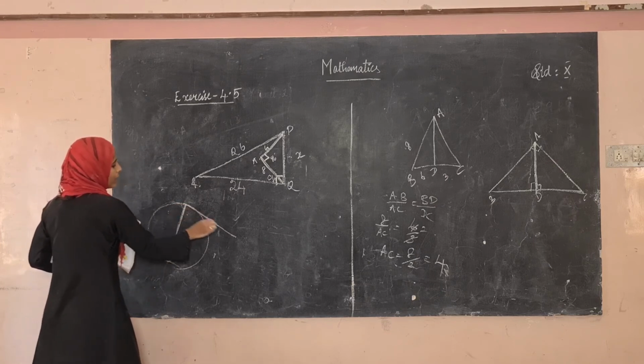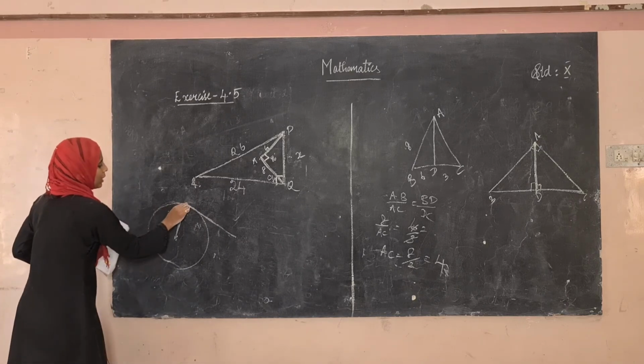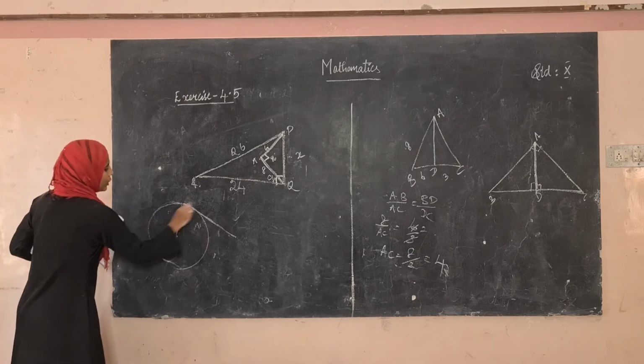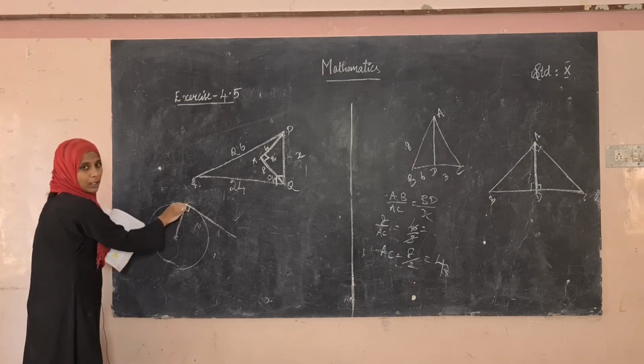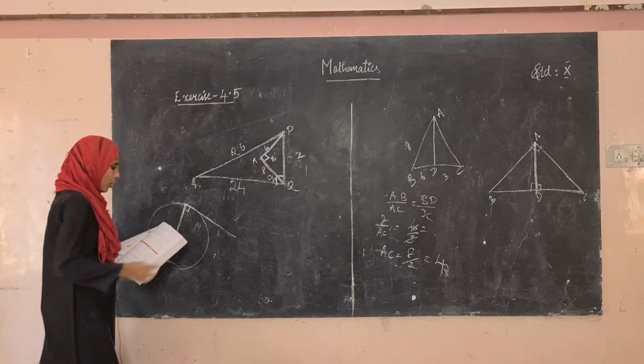So the radius and the tangent, how will they be? Perpendicular, or it makes an angle of 90 degrees. At which place? The point of contact. At the place where the tangent and the radius meet, the point of contact, at that place it is making the right angle. So the answer is point of contact.